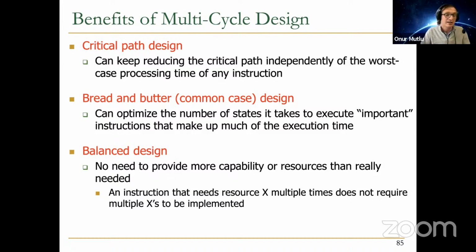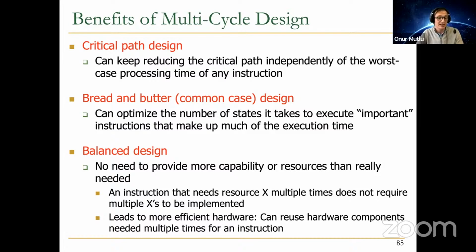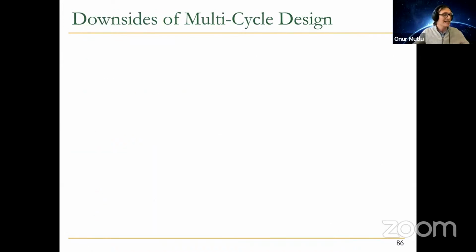Essentially, an instruction that needs resource X multiple times does not require multiple X's to be implemented. We'll see that in the case of adders. We'll see that in the case of memories. We don't necessarily need to have an instruction memory separate from data memory, for example. We can actually unify them completely because we can access memory once in one state to fetch the instruction. We can access memory again in some other state to load data from that memory, as we will see. So this balanced design leads to more efficient hardware as well. You can reuse hardware components needed multiple times for an instruction. Again, all because you're not limited to a single clock cycle. You can optimize across multiple clock cycles.